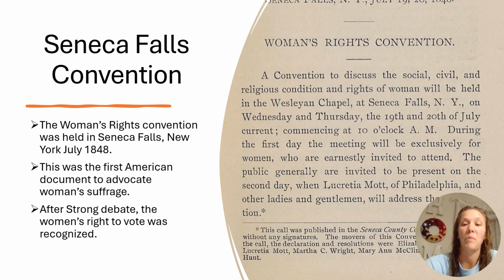Stanton and McClintock spent 8 days drafting the Declaration of Sentiments. They used the Declaration of Independence as a guide and a statement on the equality of women. This declaration included 16 demands, including the right of education, the right to own property, and the right to vote in public elections. After a strong debate, almost not passing, the women's right to vote was endorsed. Not long after the convention, it had become a doctrine of the movement.